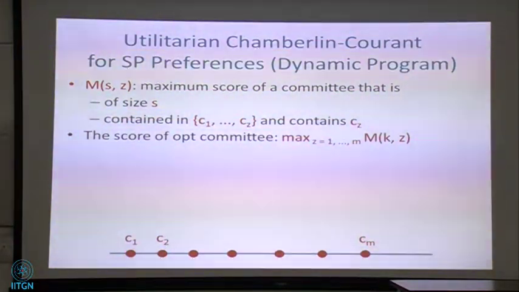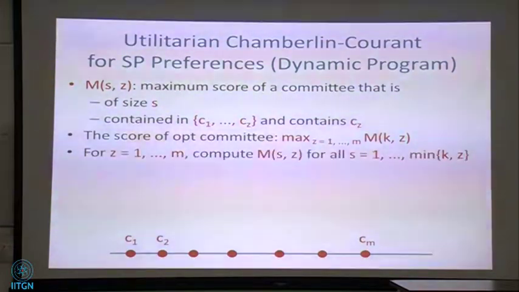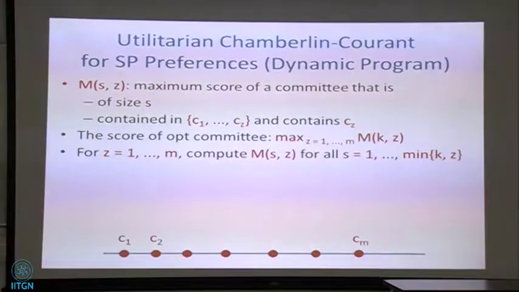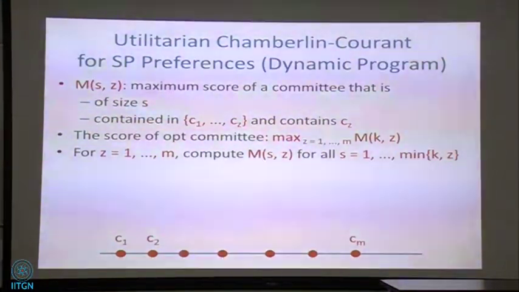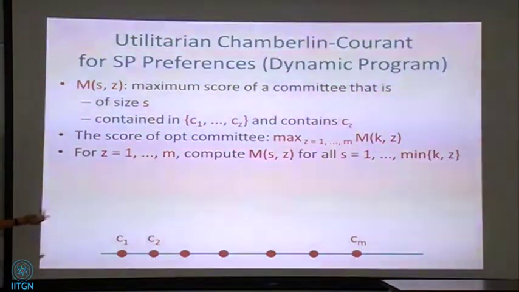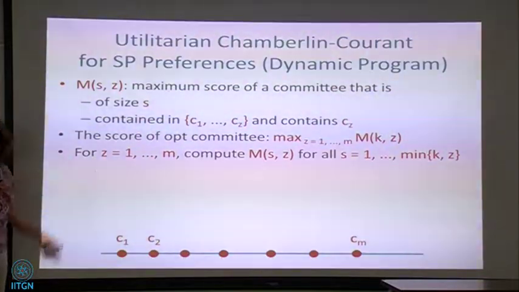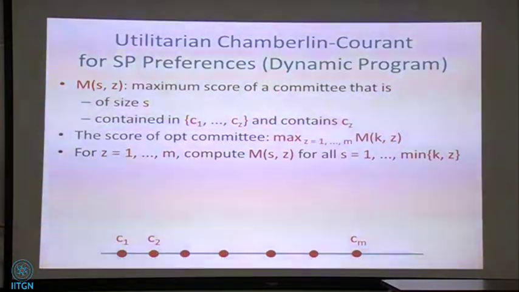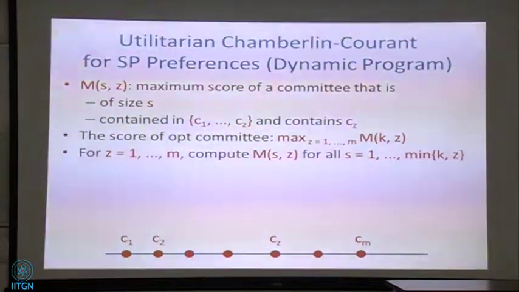Okay, so now how do I compute these things M(S,Z)? I compute them inductively, building up from Z equals 1 to Z equals M. That's kind of standard dynamic programming fashion. So what is S? Well, S goes from size 1 to, I'm only interested in committees of size up to K, and of course, if I'm computing for a fixed Z, it can't be bigger than Z. So this is the range of S I'm computing it for.